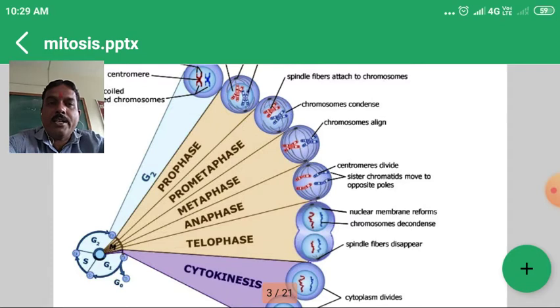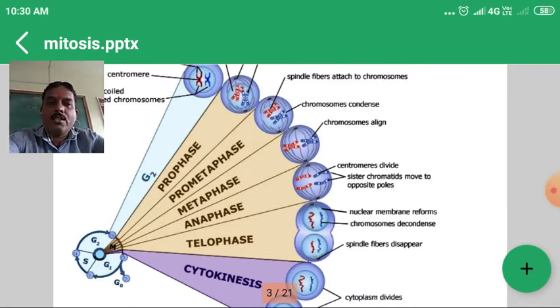And in telophase, the nucleolus and nuclear membrane start to reappear, and we can observe two identical groups of cells. In cytokinesis, the cytoplasm is divided, and two daughter cells are formed. So this is mitosis cell division, in which from one diploid cell, two daughter cells which are diploid in nature are formed in the process of cell division that is called mitosis.